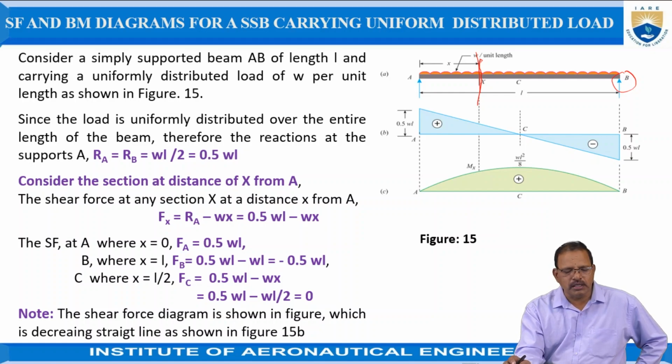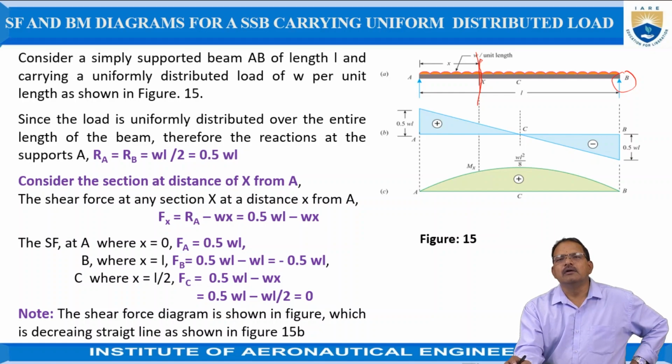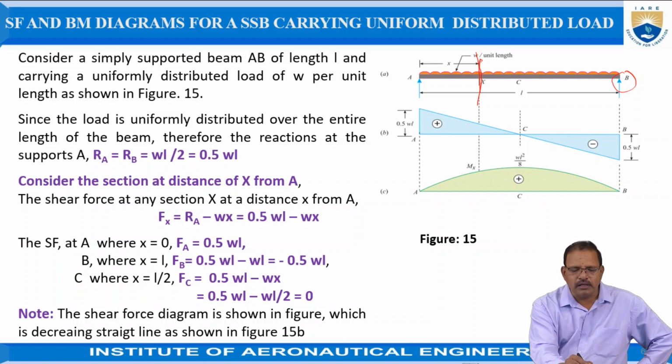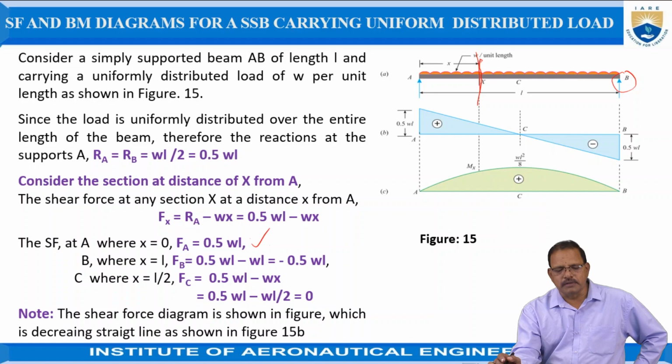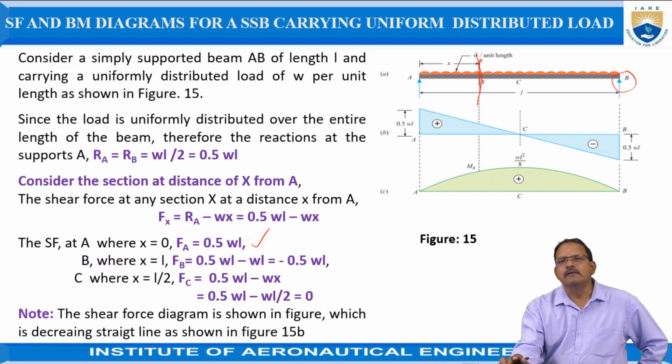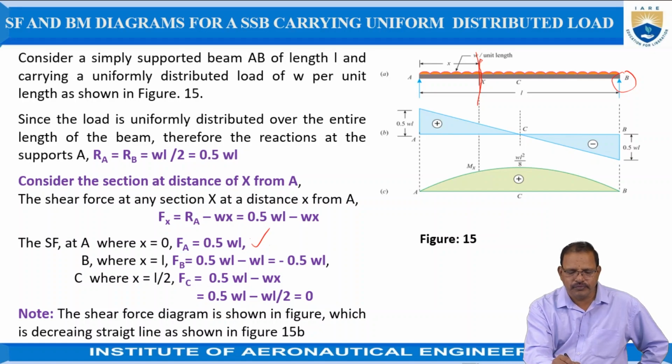The shear force at A, where X is equal to 0, which we call FA, is equal to 0.5 W into L. Similarly, when X is equal to L, the shear force at B, FB, is equal to 0.5 WL minus W into L, which is equal to minus 0.5 WL.